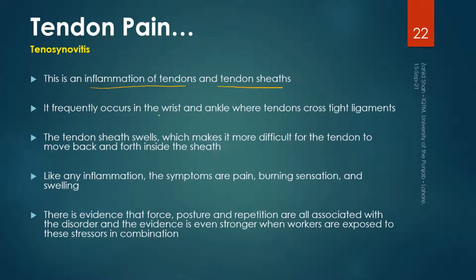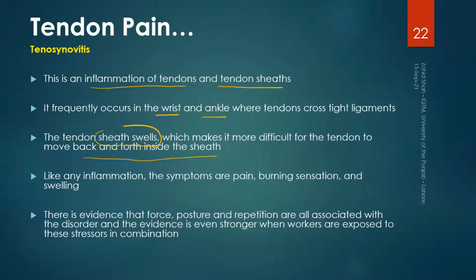It frequently occurs in the wrist and ankle where tendons cross tight ligaments. The tendon sheath swells, which makes it more difficult for the tendon to move back and forth inside the sheath. The sheath is a cover inside which the tendon moves. So if the sheath swells, if the cover swells, then the tendon cannot move. Now, if the tendon cannot move, then the relevant muscle, of course, cannot generate the required movement as well. So I hope you remember the tendons are at the end of muscles.